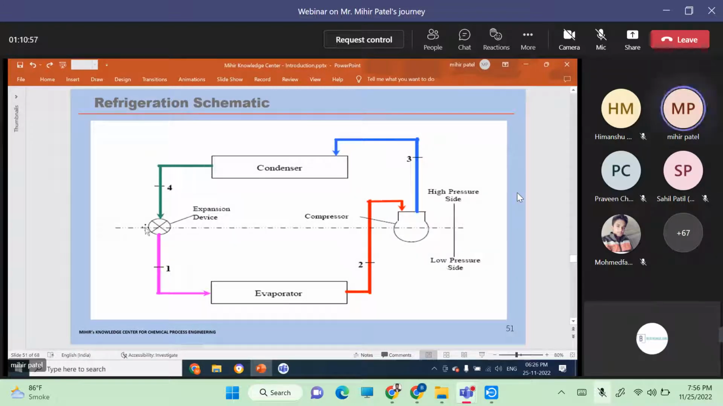Two phase comes here, and the liquid goes to the expansion device. It's a JT valve, a Joule-Thomson valve, where pressure is let down. It basically evaporates. Here you have two phase also. This is liquid coming into the JT valve after the condenser. After the JT valve pressure let down, it becomes two-phase before it goes to the evaporator, where the evaporation of refrigerant occurs. So this is a conventional refrigeration system.